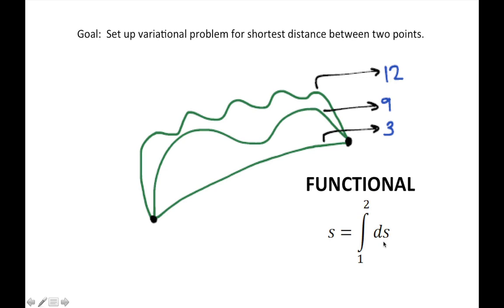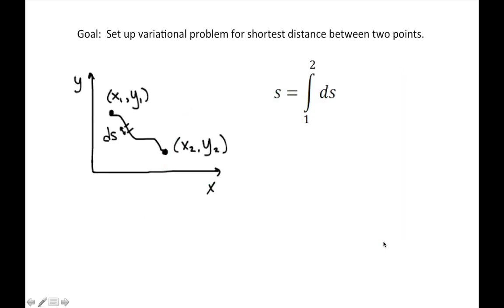The trick to setting up this line integral is that we need to write it using the correct variables. For example, say we want to find a curve y of x that is the shortest distance between (x1, y1) and (x2, y2). Well, in this case, we're going to want to rewrite ds, which is the infinitesimal distance along the curve, in terms of dx and dy. We can do this by using the Pythagorean theorem.